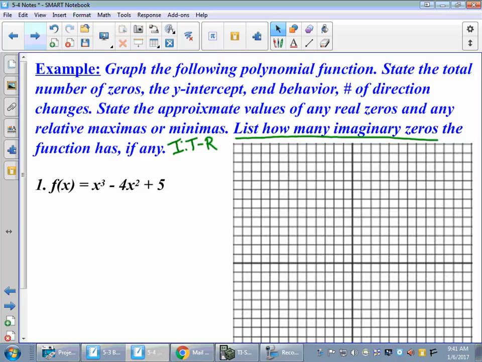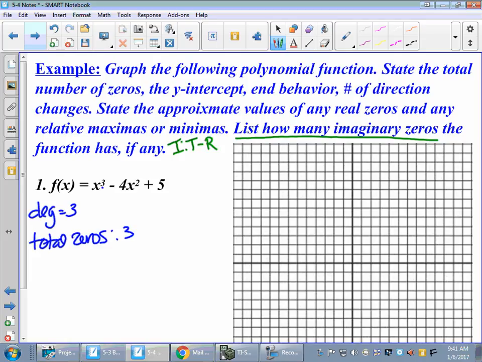So we'll go through that, but you really can't do that until you see the graph and how many x-intercepts there are. So looking at this equation, I notice it's degree 3. Okay, so my degree is 3. So the total number of zeros is 3.